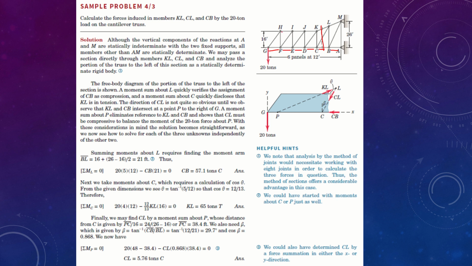Also, he has provided you the dimensions from H to F. This dimension in a vertical sense is 16 feet, and as you move towards M, it is 26 feet. As we know, L is right in between, so 16 and 26 will give you an average height of L, the element LB. Now we have to find the forces on the members KL, CL, and CB.